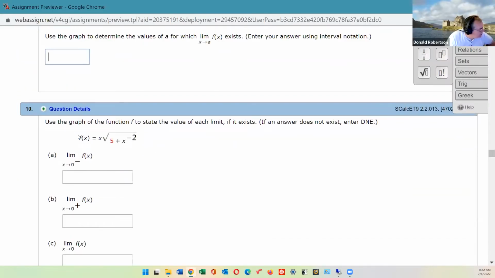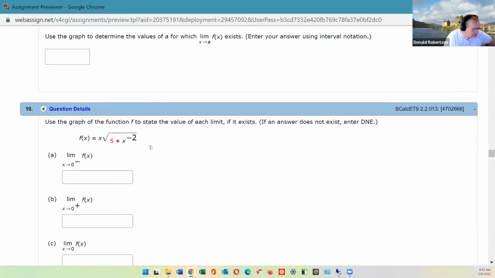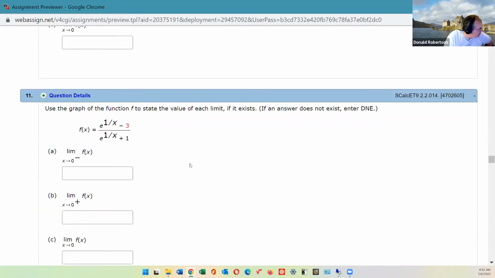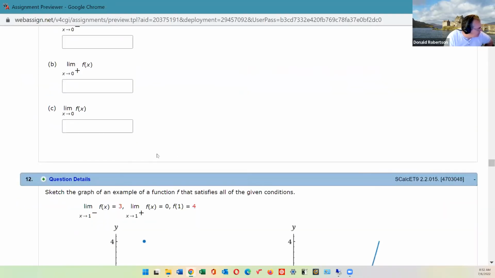Okay, so if we go to 10, do you see that the function's not piecewise anymore? It's just an ugly function. But it's probably got some weird stuff going on. That's why they picked it. But, well, we got this guy. We got this fella here.